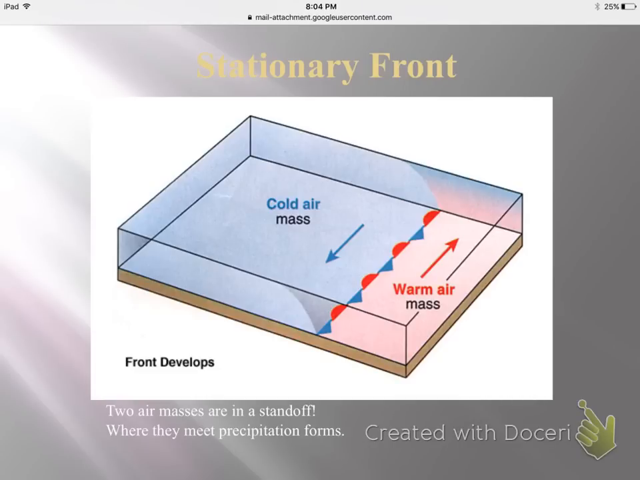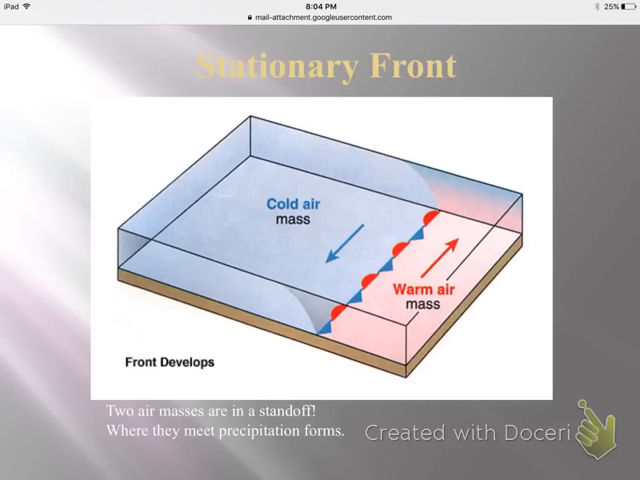The next type of front is a stationary front. And a stationary front is whenever you have your cold air mass and you have your warm air mass, and they meet, but they're in a standoff. One can't push the other one out of the way. One's not going to go up or under the other one. They're just going to be at odds.